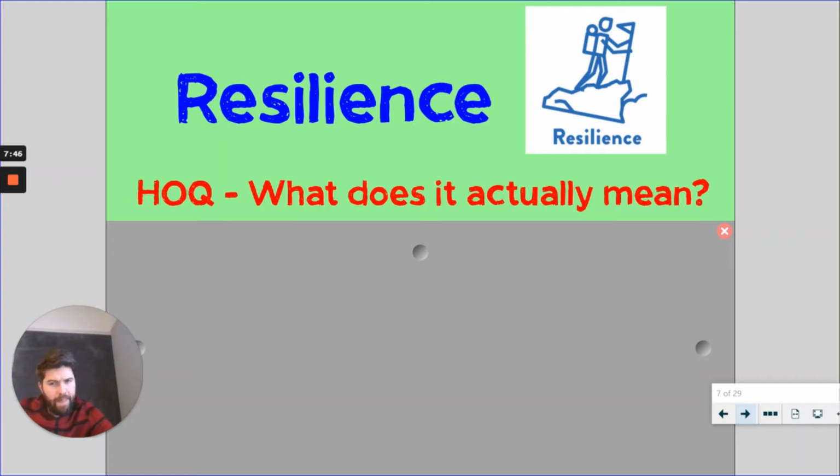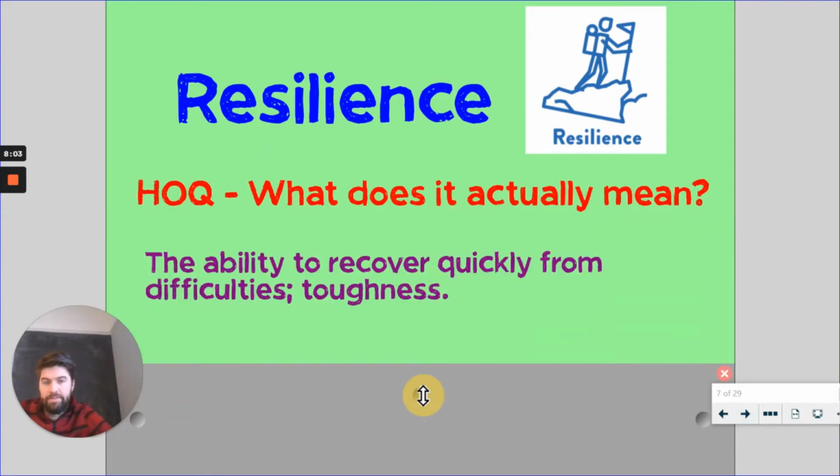For that then, I want us to really focus on resilience, that really important learning power that we talk about quite a lot. Let's stop for a moment though and reflect upon what it actually means. Maybe pause and just have a think to yourself, what does resilience actually mean? What does it look like? Well, I think resilience looks like the ability to recover quickly from difficulties, show mental toughness, show that you are strong, that you won't be beaten by a couple of mistakes here and there.